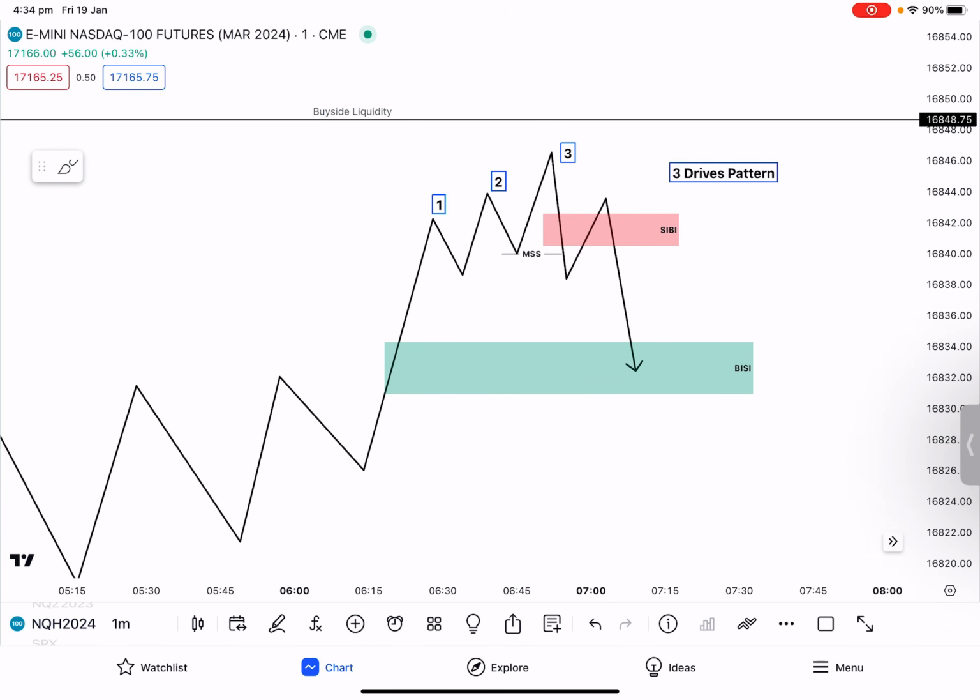Alrighty guys, so in today's video, we're going to go through the 3 drives pattern, how to actually look for it, how to anticipate it, and we'll go through an example where I actually use this pattern to execute a trade. So this is roughly what you're looking at.